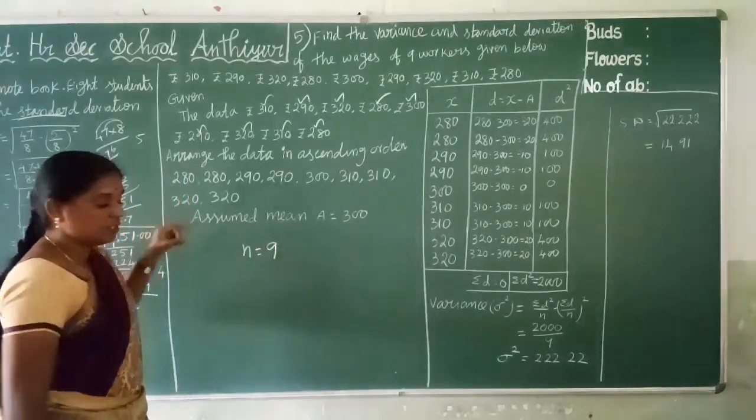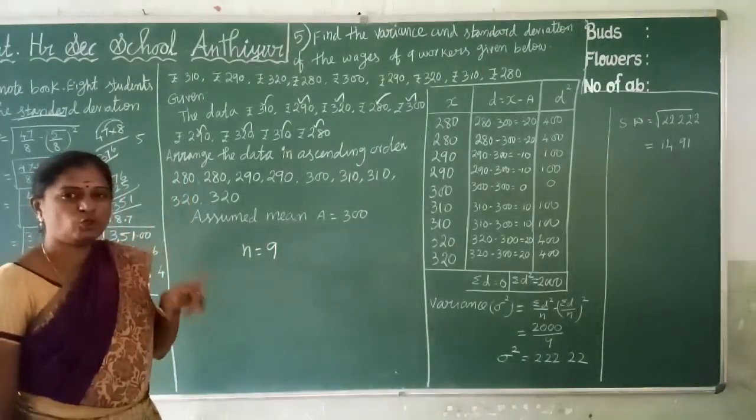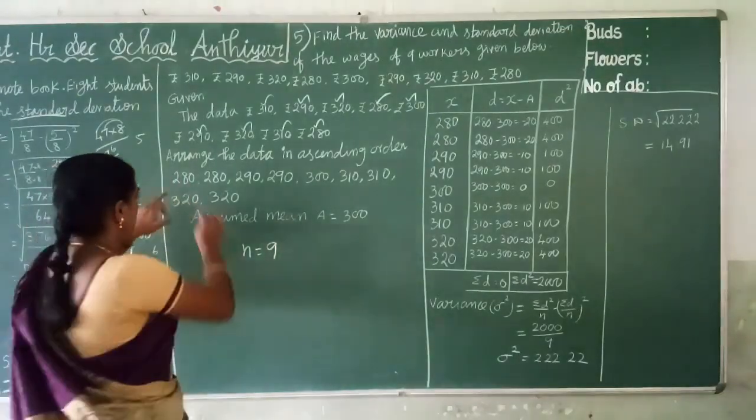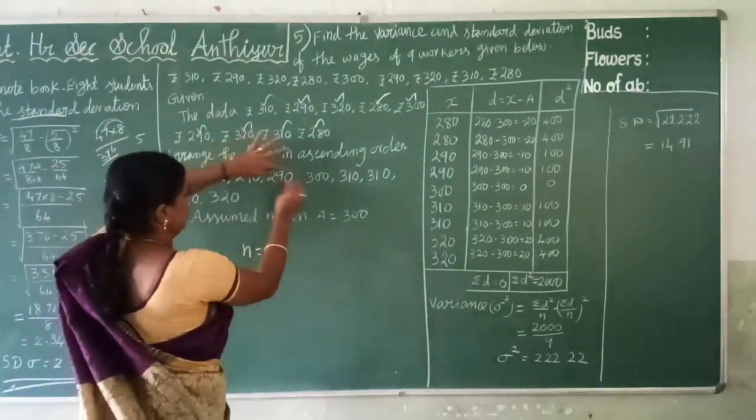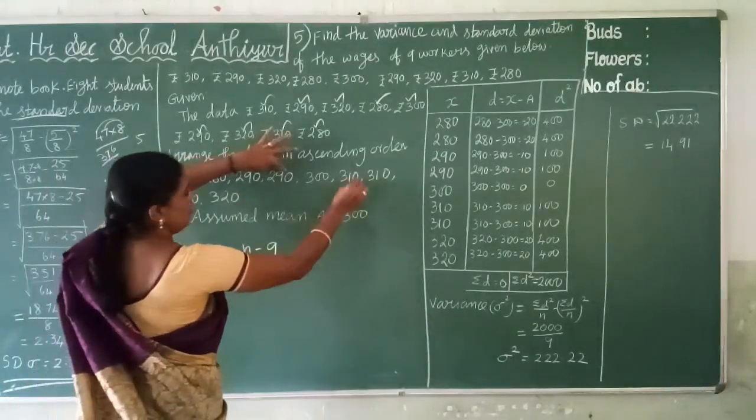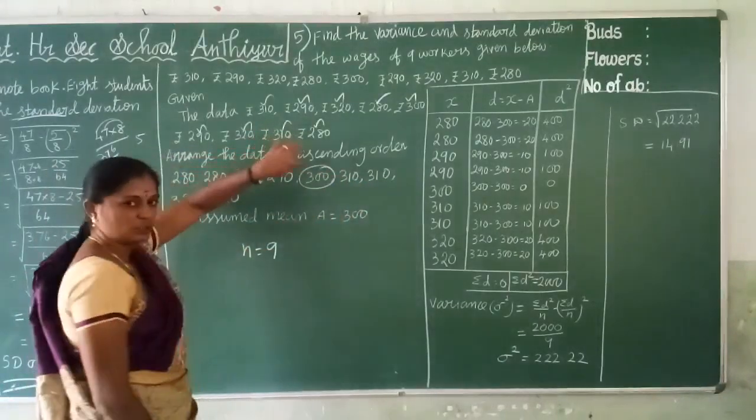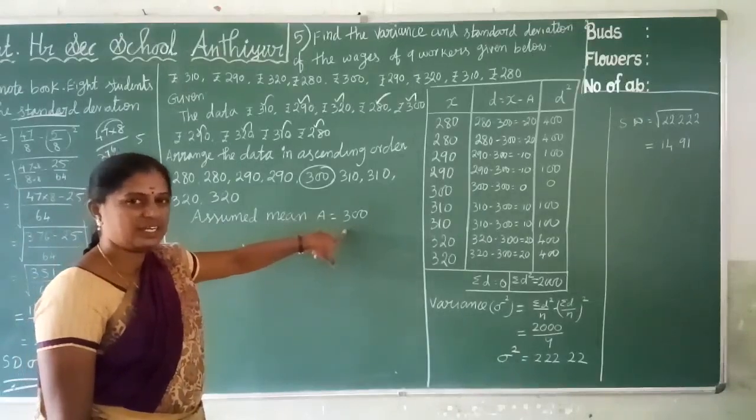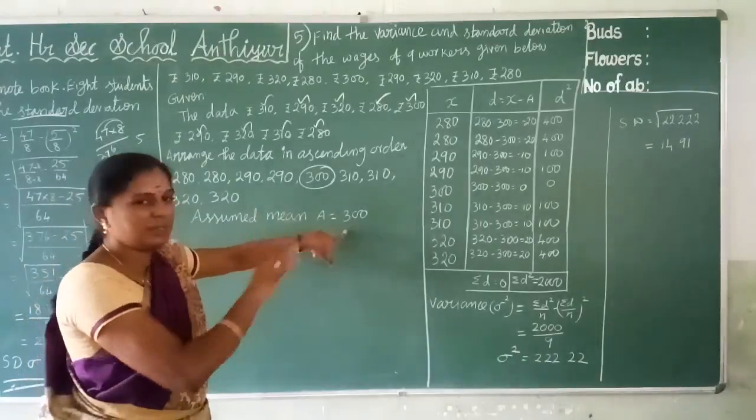Already I told you, if it is an even number, the center two values, you select any one. But if it is odd, the center place. Here 1, 2, 3, 4, and 1, 2, 3, 4, so this is the center. So that is the assumed mean. So assumed mean A is equal to 300. Clear? Next, the table columns, the same method.